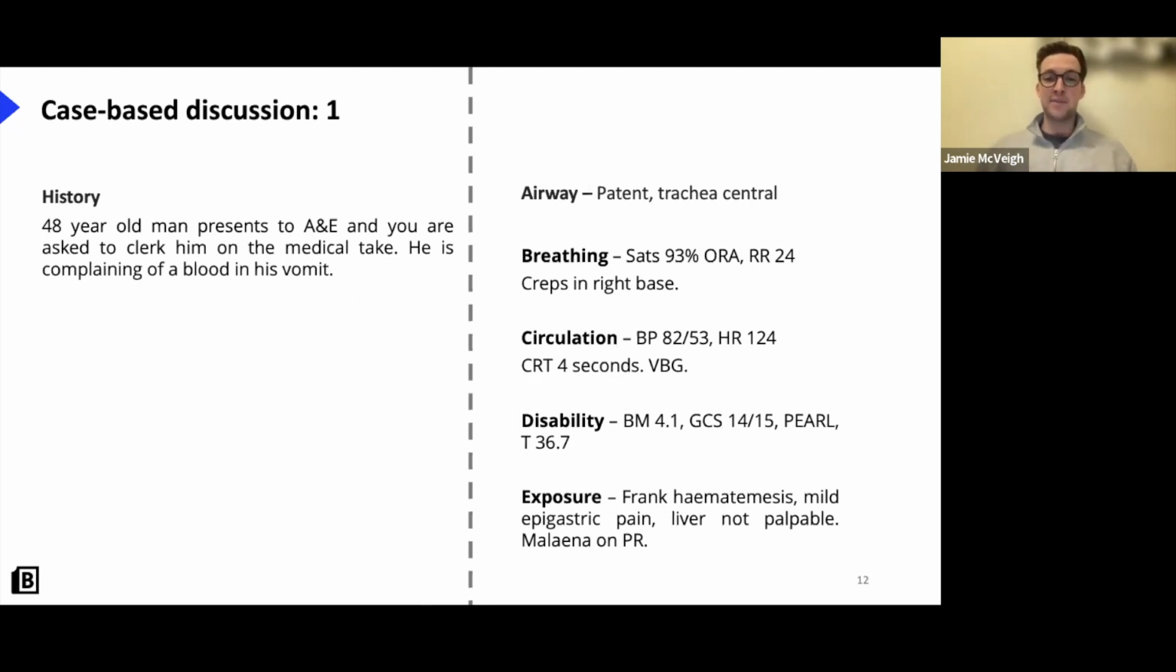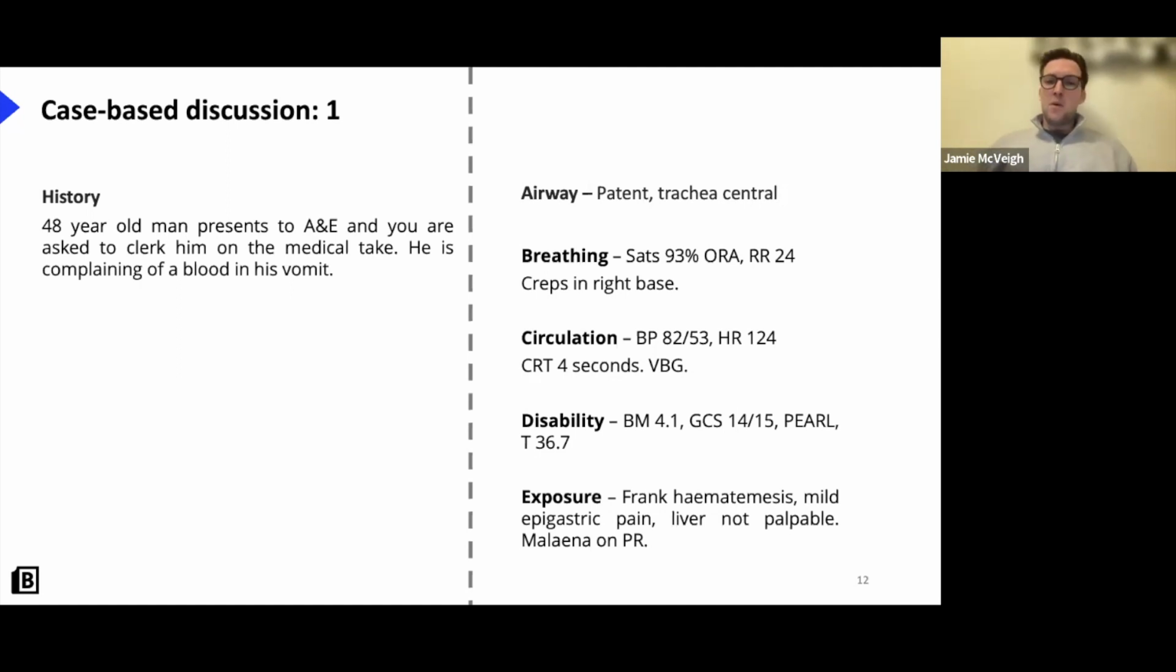He's got some mild epigastric tenderness, and his liver's not palpable, and you do a PR and you find out that he's got melena, okay? Now, at this point, you get the gas results back and you find that his lactate is 4 and his hemoglobin is 84, let's say, okay?